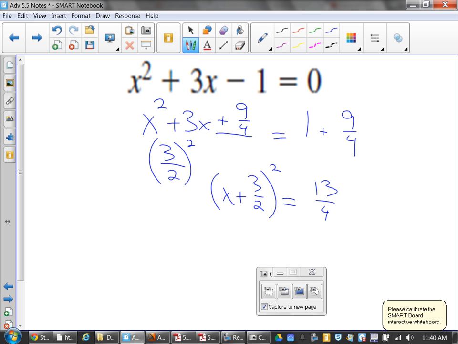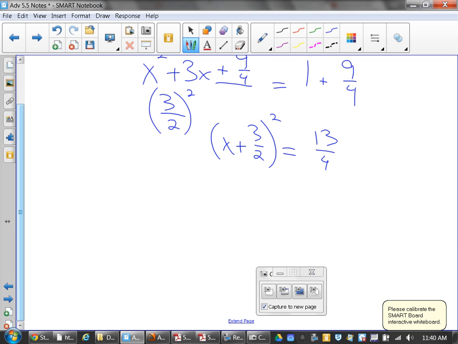Okay? How'd you get 9/4? What's 3/2 squared? What's 3 squared? Don't use decimals. What's 3 squared? Not bad. What's 2 squared? 4. So what's 3/2 squared? There you go. Don't use your calculator.